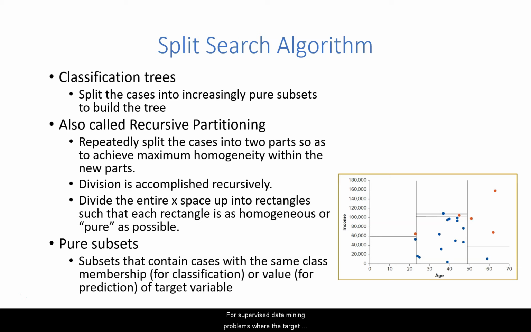For supervised data mining problems, where the target variables are categorical or class memberships, we would construct classification trees. When building a classification tree, we split the cases in the training dataset into increasingly pure subsets to build the tree.